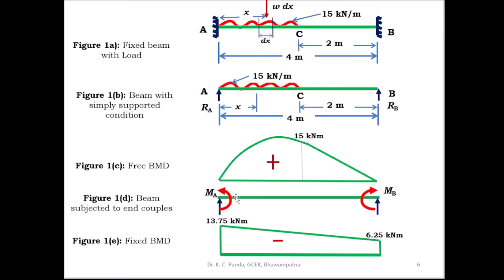Then you can draw the free bending moment diagram. From A to C, the diagram is parabolic as the load is UDL, then the diagram is linear from C to B. So this portion is parabolic and this portion is linear. This is the free bending moment diagram.